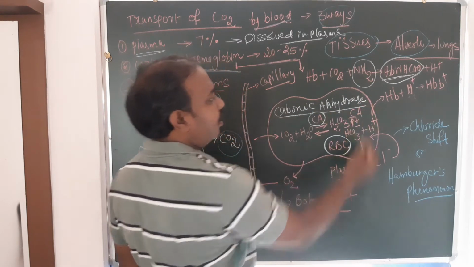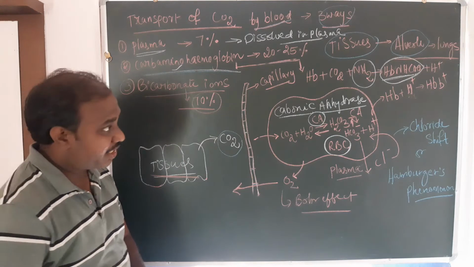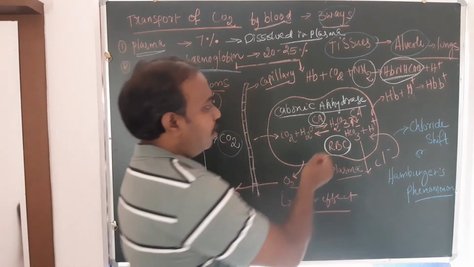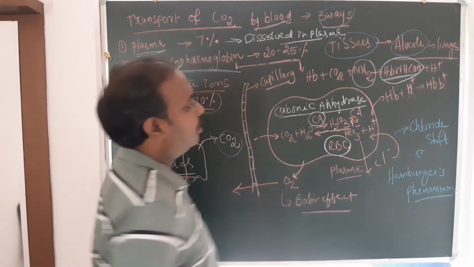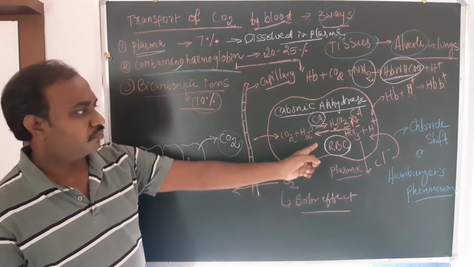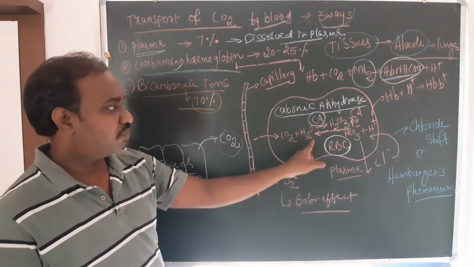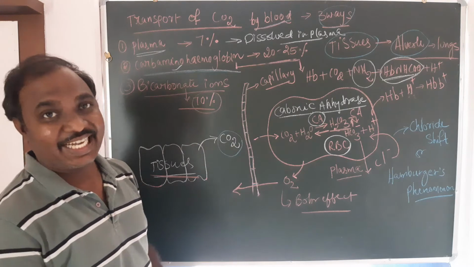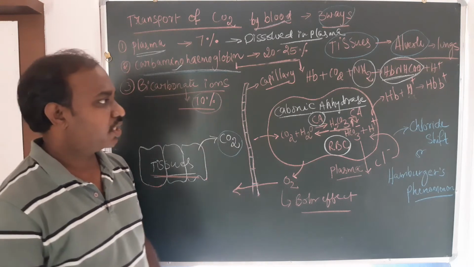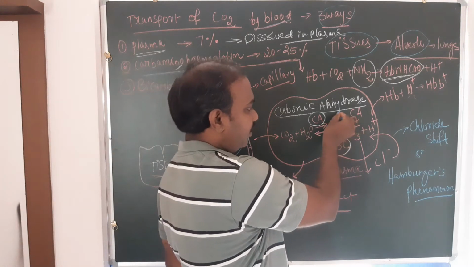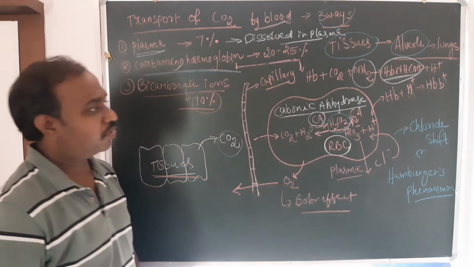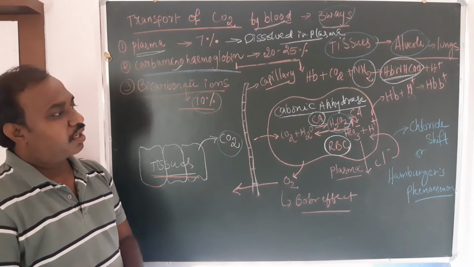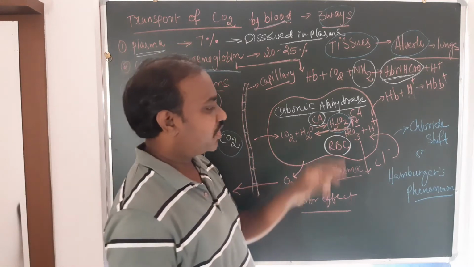There is this enzyme called carbonic anhydrase. This enzyme facilitates the formation of carbonic acid. You see, carbon dioxide mixes with the water with the help of this enzyme, carbonic anhydrase, with the formation of a compound called H2CO3, carbonic acid, and this is an unstable compound.